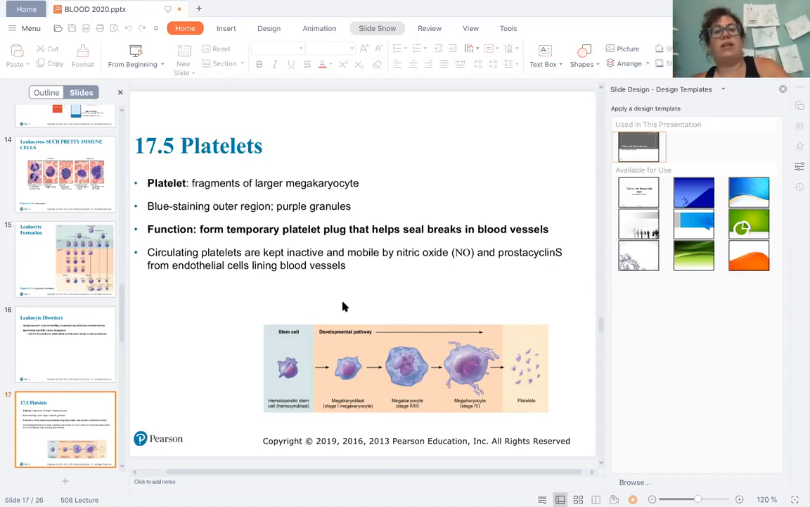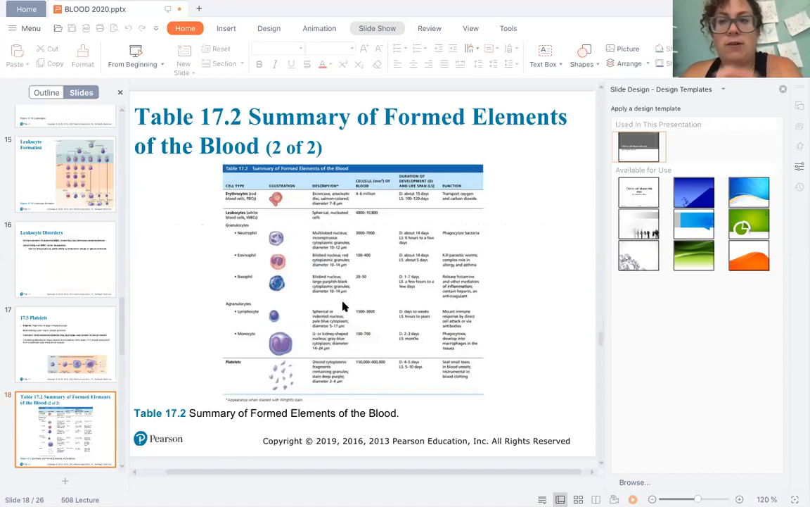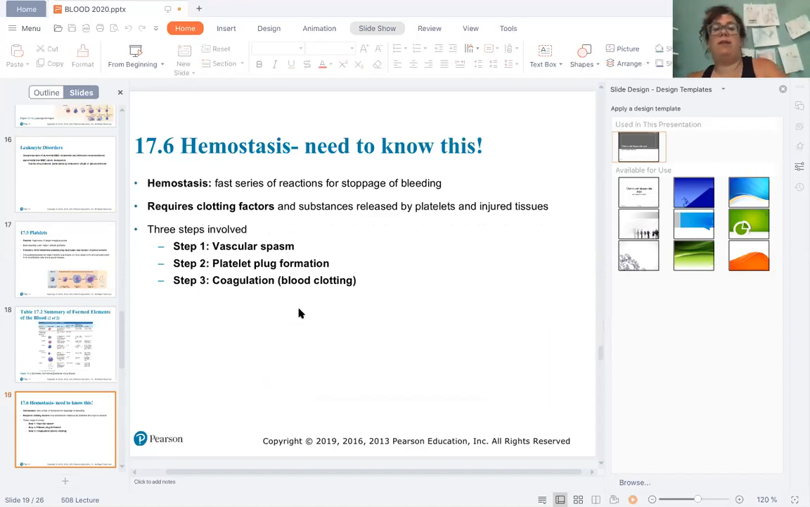Okay, and the important thing is that circulating platelets are inactive and mobile, and they're mobilized by two things: nitric oxide and prostacyclins, which are a type of inflammatory chemical messenger. And this is what happens when the inside of your blood vessels gets destroyed or hurt. So a good table right here is seeing all the different formed elements that we chat about. So this is a great study tool right here. And then we're moving on to the next part.